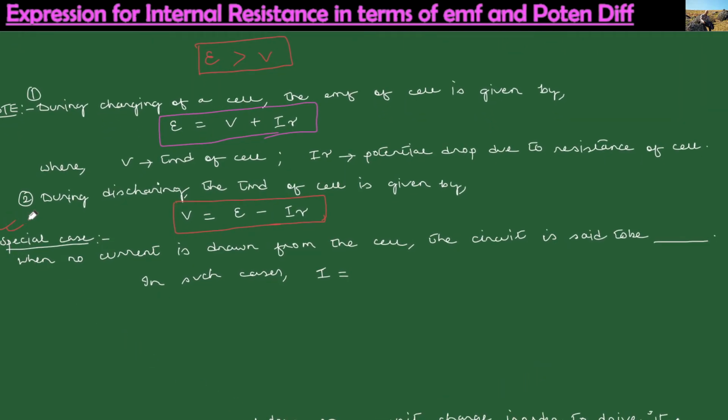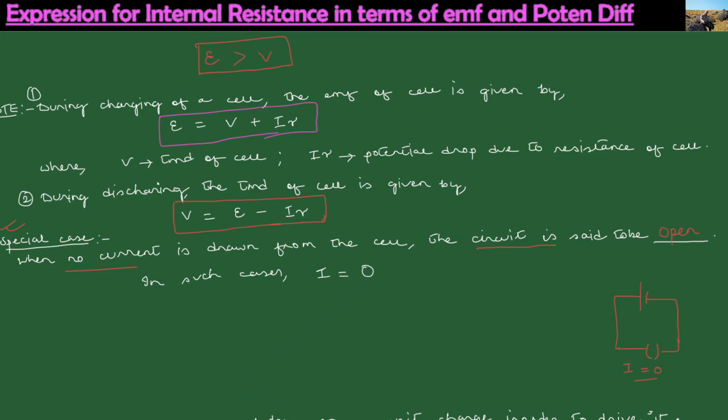What happens if I study the case when no current is drawn from the cell? I have a cell like this, and no current is drawn from the cell. What does it physically mean if I have a key like that? If no current is flowing from the cell, it physically means that I is equal to 0. If I is equal to 0, the cell is said to be open. So when no current is drawn from the cell, the circuit is said to be open, and the current I is equal to 0.